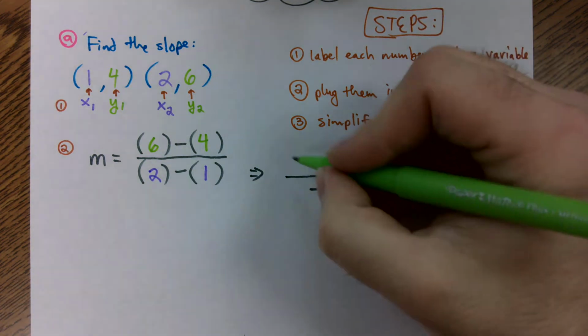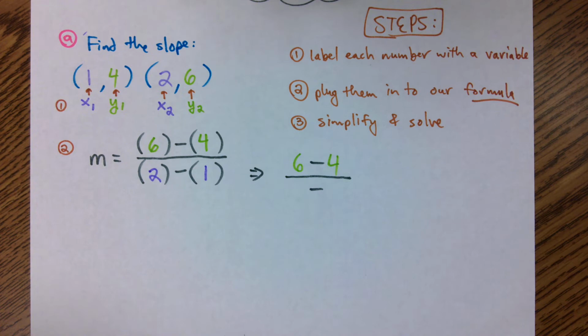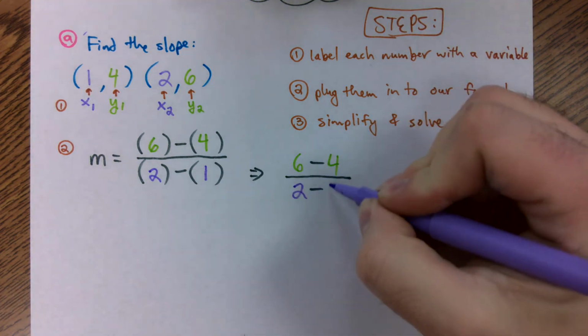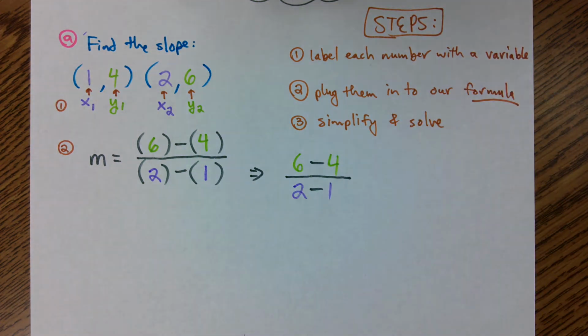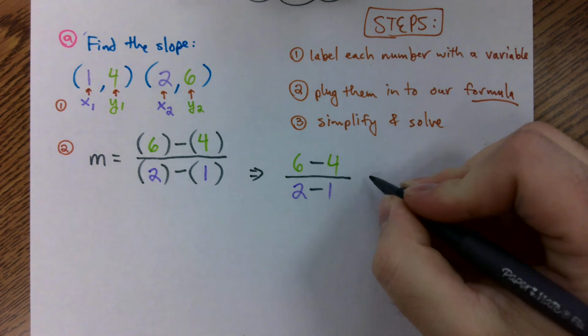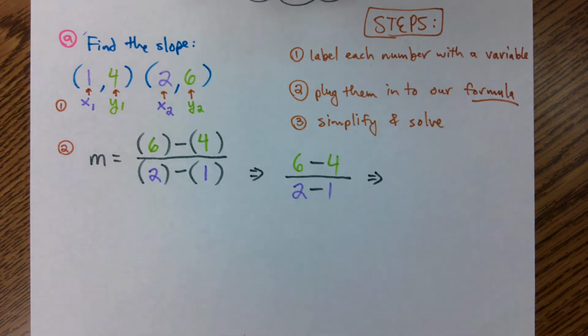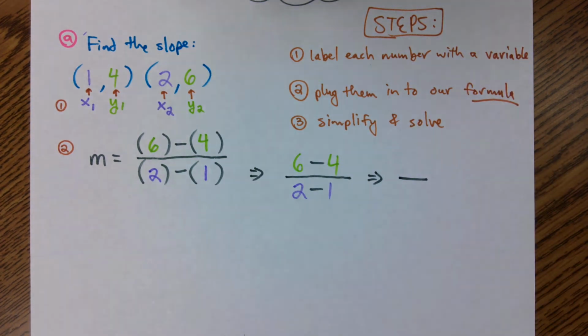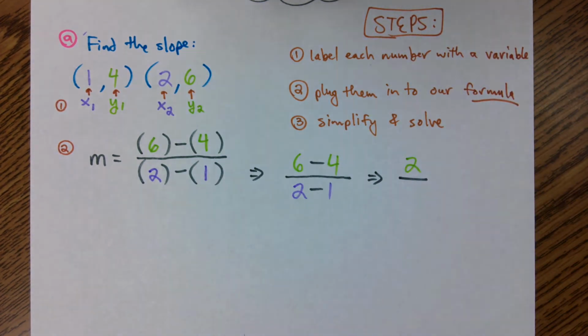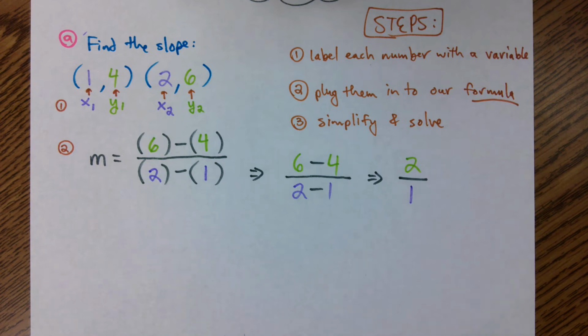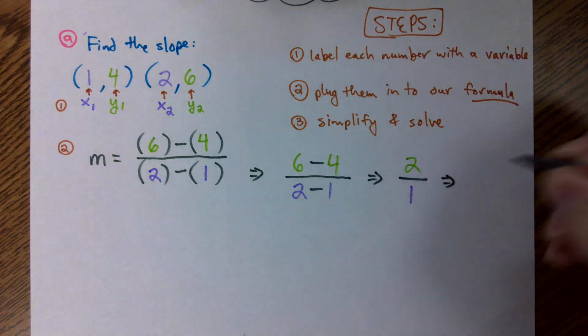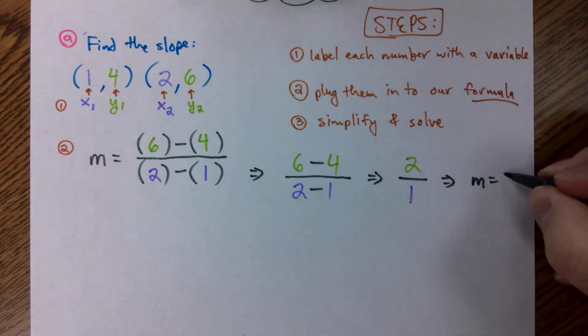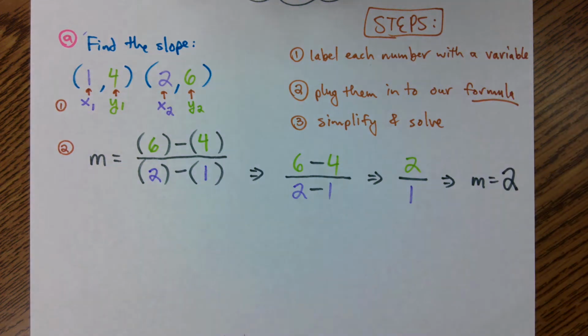So if we take those parentheses away, it's just 6 minus 4 over 2 minus 1, right? What's 6 minus 4 going to give us? 2. And what's 2 minus 1? Just 1. So our slope is 2.